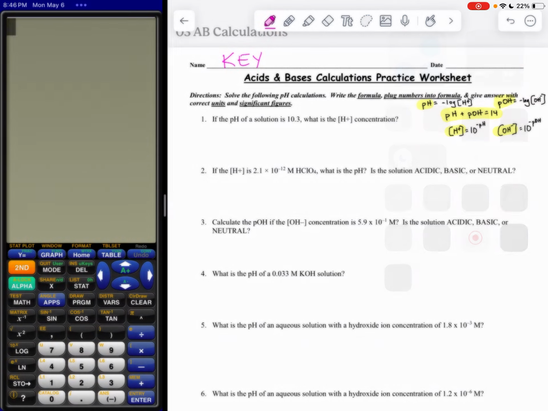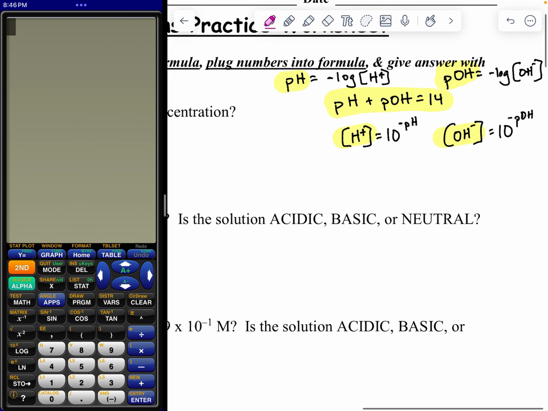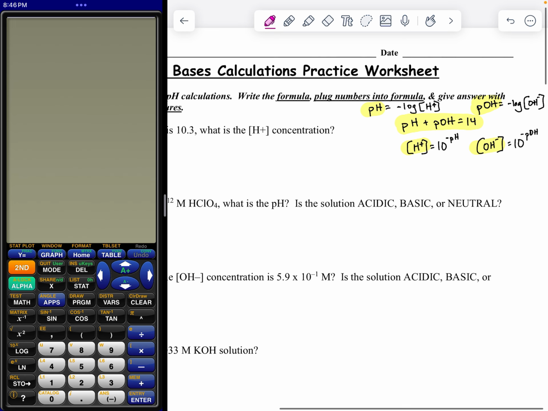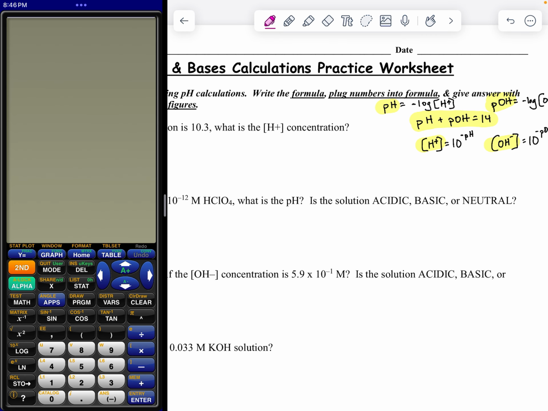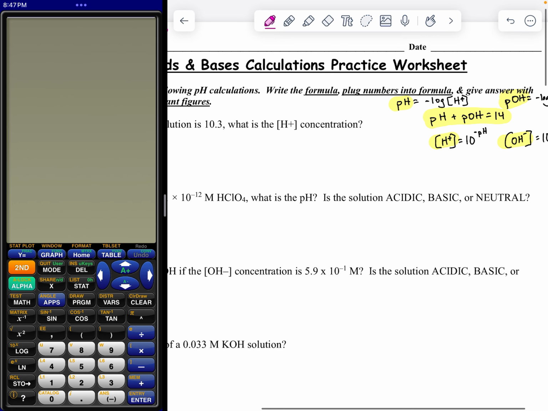All right, so we're going to be just going through this worksheet. We're going to use those formulas there just to help us out. And what's highlighted is based on what you're trying to find and how you can find that.